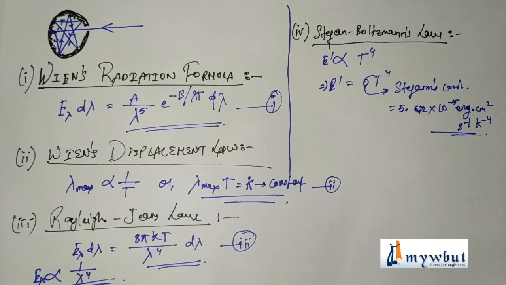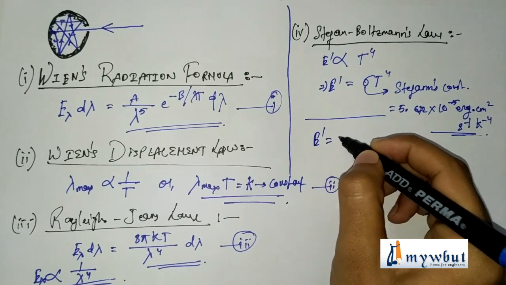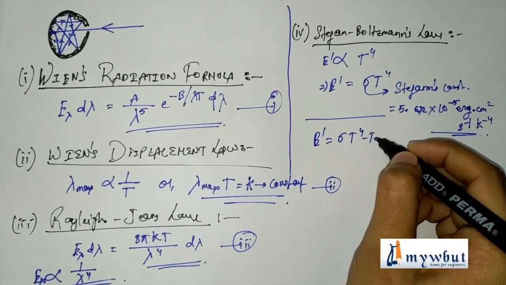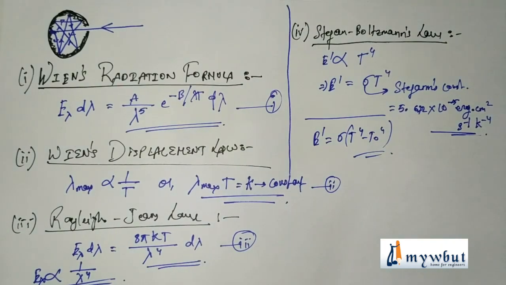So if a perfectly black body at temperature T Kelvin is completely surrounded by an enclosure at T naught Kelvin, that is T greater than T naught, the amount of radiant energy per unit area per second will be given by E dash equal to sigma into T to the power 4 minus T naught to the power 4. This was all about Stefan-Boltzmann law. So this was the explanation, definition and expressions for 4 of the laws.